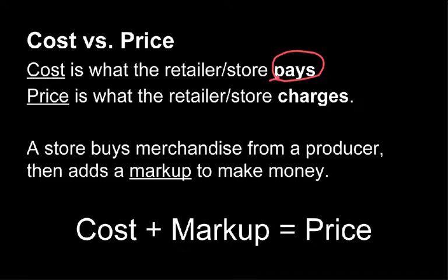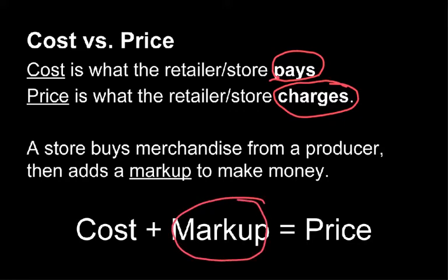On the other hand, what we pay when we go to the store is called the price, and that's what the store charges. So basically what they'll do is they'll buy a product from the producer, they'll add a price to it, and then they'll sell it to you. Now that price they add is called the markup. The markup is basically how a store makes its profit.